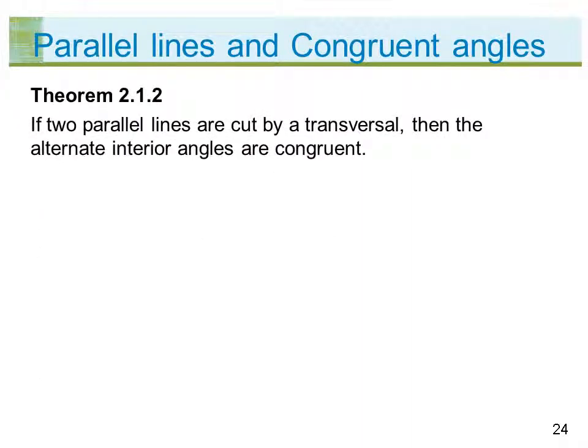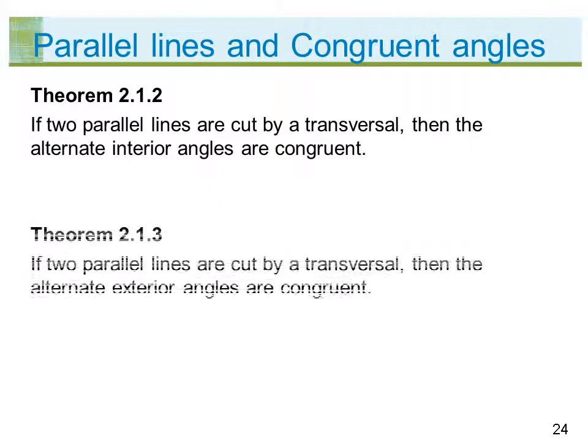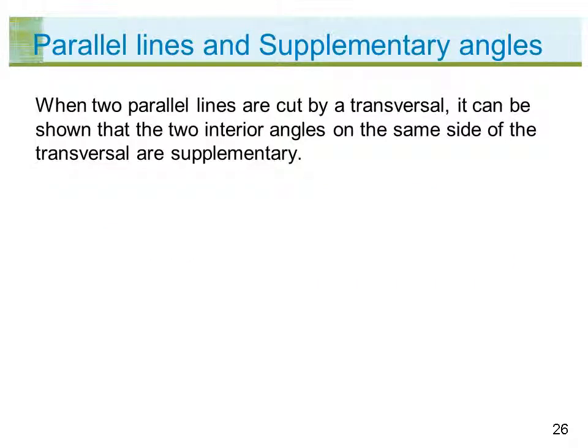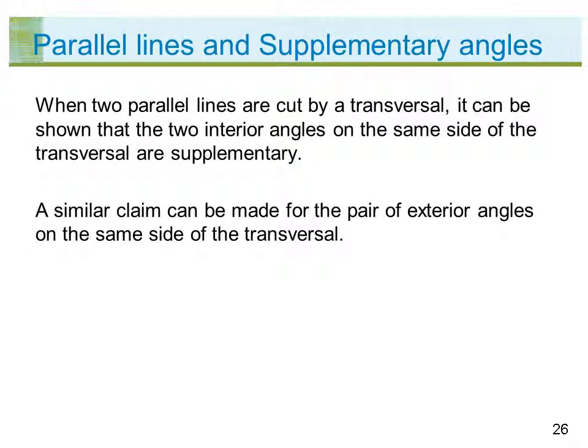Theorem 2.1.2. If two parallel lines are cut by a transversal, then the alternate interior angles are congruent. Theorem 2.1.3. If two parallel lines are cut by a transversal, then the alternate exterior angles are congruent. When two parallel lines are cut by a transversal, it can be shown that the two interior angles on the same side of the transversal are supplementary. A similar claim can be made for the pair of exterior angles on the same side of the transversal.